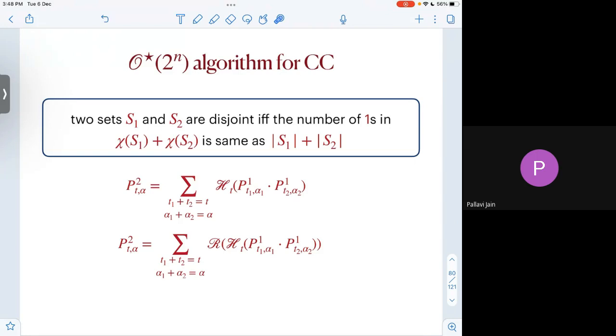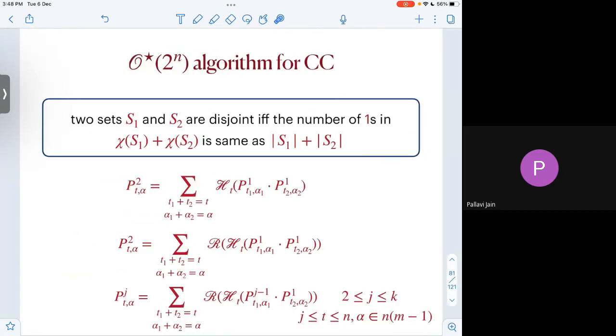So this is what I mean by R: just keep the representative and ignore the coefficients. It is important because we are doing polynomial multiplication, and for the running time that we want, we need to ignore these coefficients. If the coefficients are large, the time complexity will increase. We also don't need them. So this is how you will compute for 1, 2 up to k.